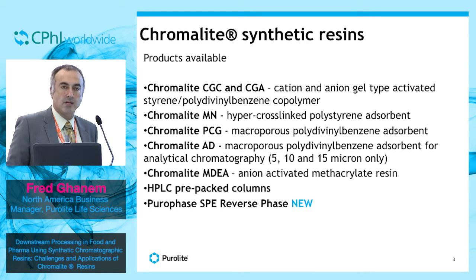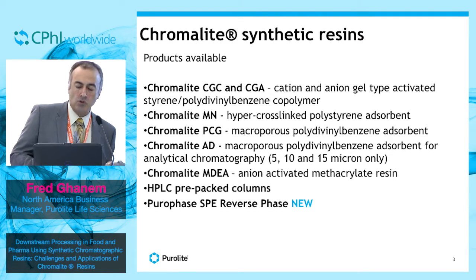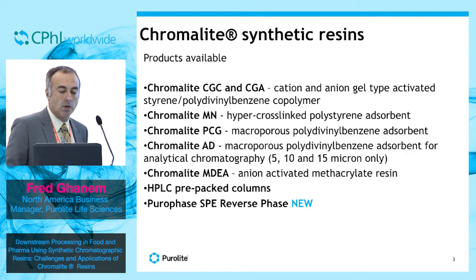We have also the Chromalite MN. This is a hypercross-linked polystyrene adsorbent, with very high surface area. It can typically be used as a replacement for activated carbon due to this surface area availability. Chromalite PCG is a macroporous polydivinyl benzene adsorbent. Polydivinyl benzene means most of it is divinyl benzene, then styrene. That is a requirement in the United States: if you're above 79.5% divinyl benzene, it could be used for food applications. So these products could also be used in food fractionation, such as flavors and so on.